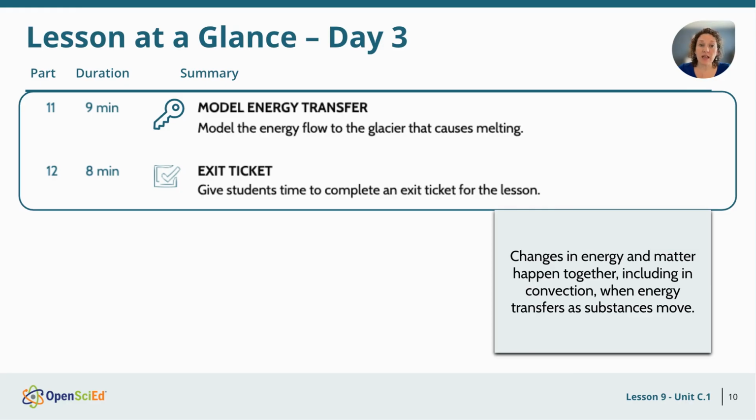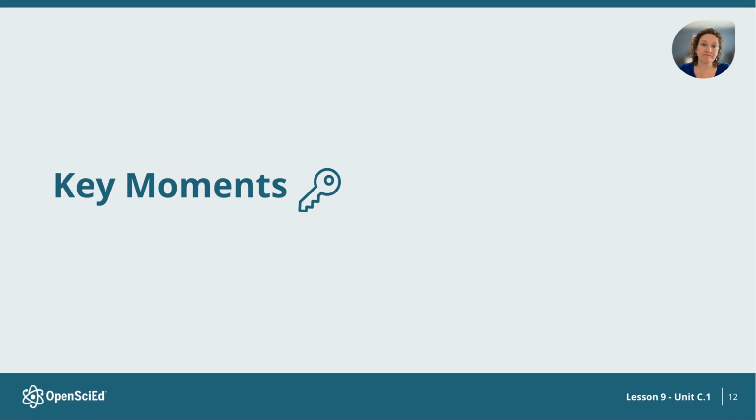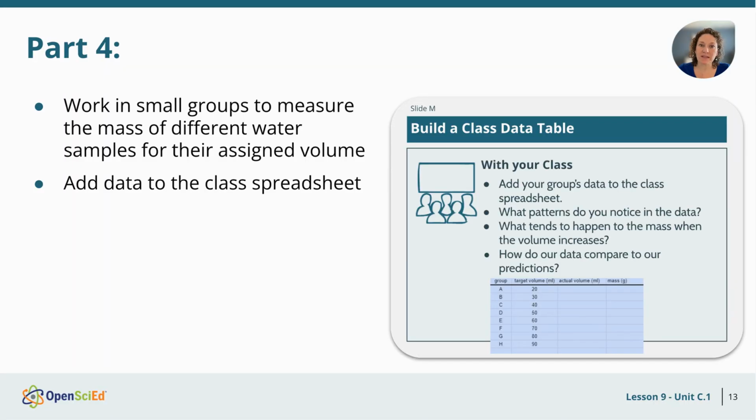From the OMG data, we see that the temperature of the water is not that much higher above freezing, but is it significant enough to cause the melting? So we figured out that density of a substance is its mass per volume, that the less dense fluids are above and the denser fluids sink, and that changes in energy and matter happen together, including with convection. And now for the key moments.